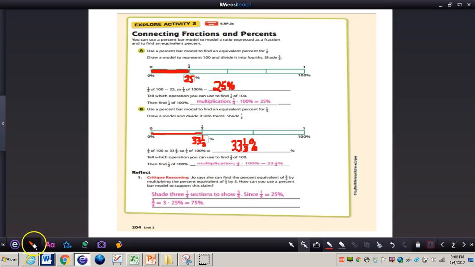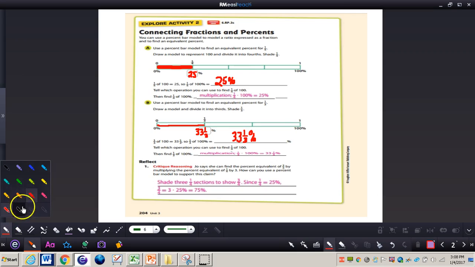So you can take a look at the model up at the top. You can shade it in 1, then you can shade in 2, and then shade in 3 total, equaling 3/4. And since we know that 1/4 equals 25%, 3/4 equals 3 times 25. So here's a 25%, here's a 25%, and here's a 25%, equaling 75%.